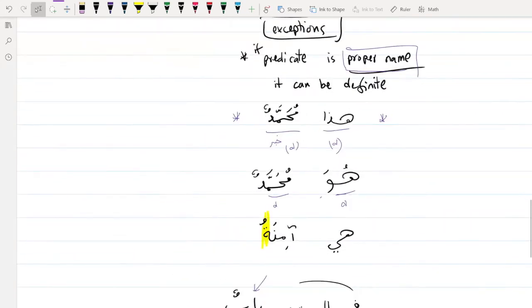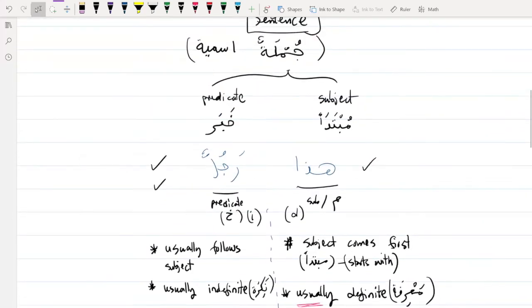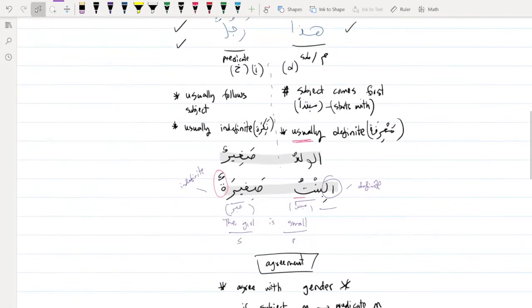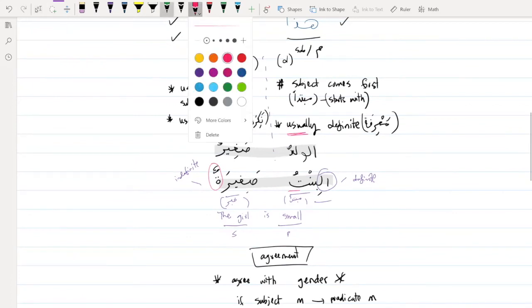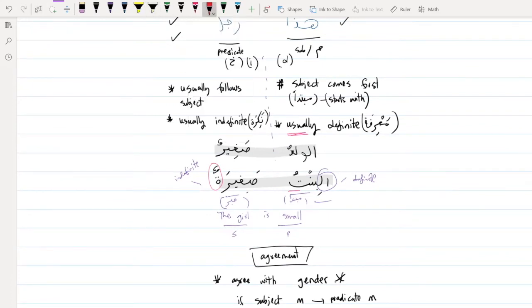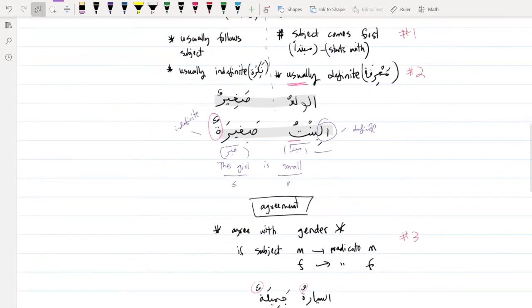The only thing that I want you to know are the three more basic rules about the subject and predicate. The subject needs to come first, number one. Number two, it needs to be definite. And number three is what? They have to have agreement with the gender.